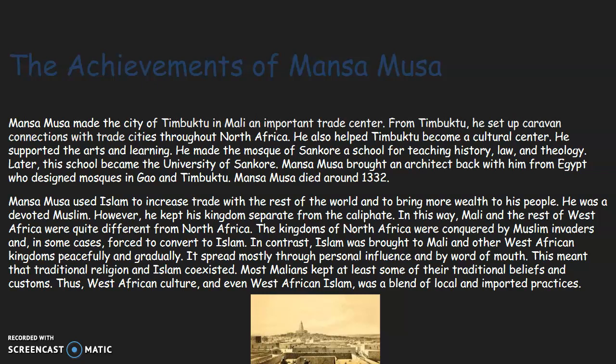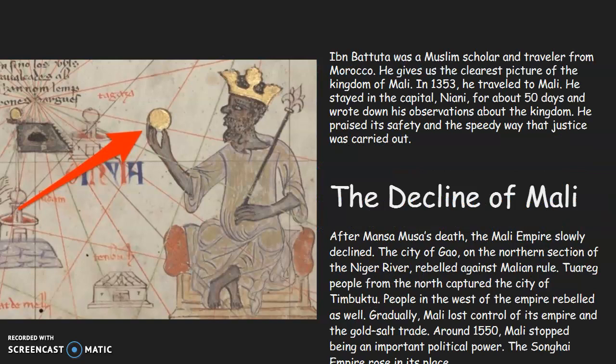However, he kept his kingdom separate from the caliphate. In this way, Mali and the rest of West Africa were quite different from North Africa. The kingdoms of North Africa were conquered by Muslim invaders and in some cases forced to convert to Islam. In contrast, Islam was brought to Mali and other West African kingdoms peacefully and gradually. It spread mostly through personal influence and by word of mouth. This meant that traditional religion and Islam coexisted. Most Malians kept at least some of their traditional beliefs and customs. Thus, West African culture and even West African Islam is a blend of local and imported practices, which again we call, yes, you guessed it, cultural diffusion.